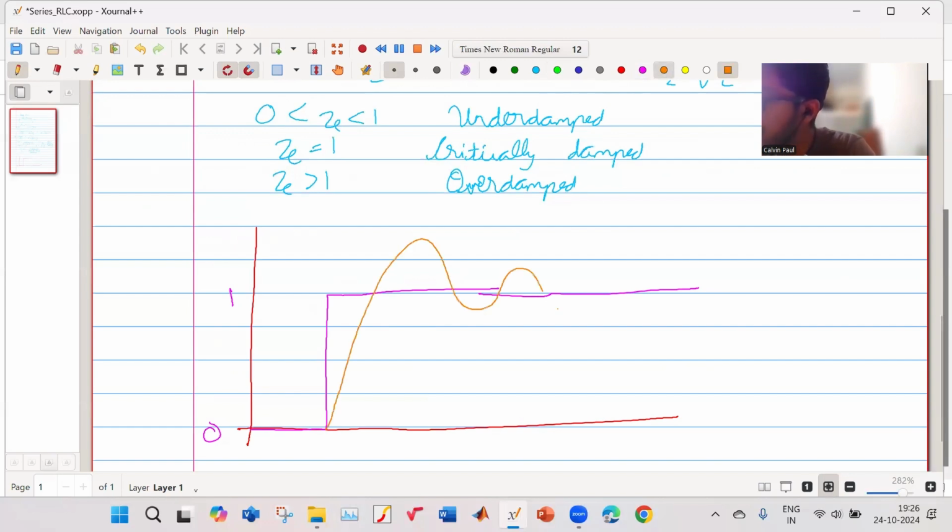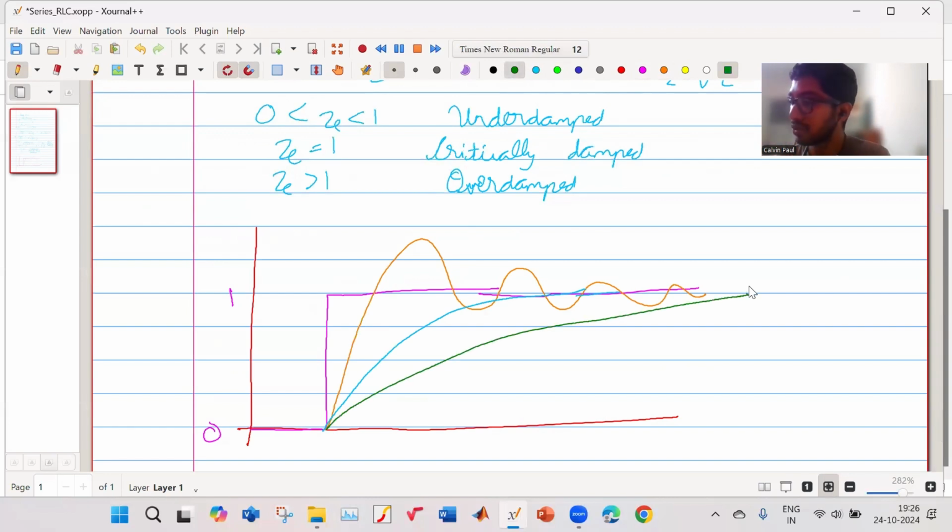So the output can respond like this. It can oscillate and finally settle at this. Or another case is it can go like this and reach. Another case is in which it will take a lot of time. So this is the curve for the underdamped case. This is the curve for the critically damped case, and this is the curve for the overdamped case. So this is how the transient response will look depending upon your damping.